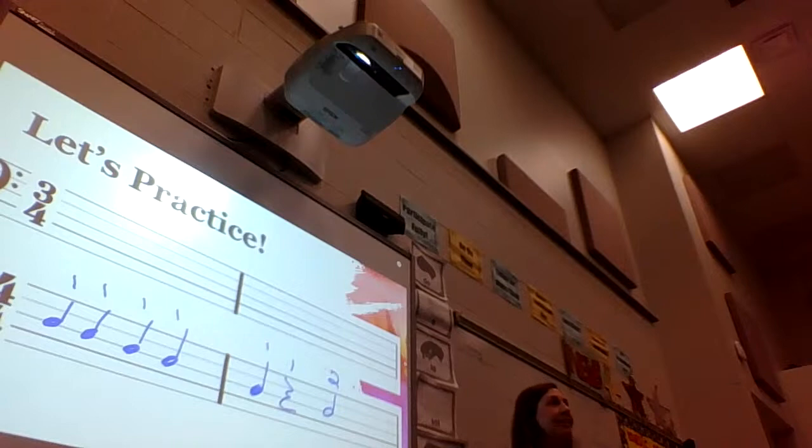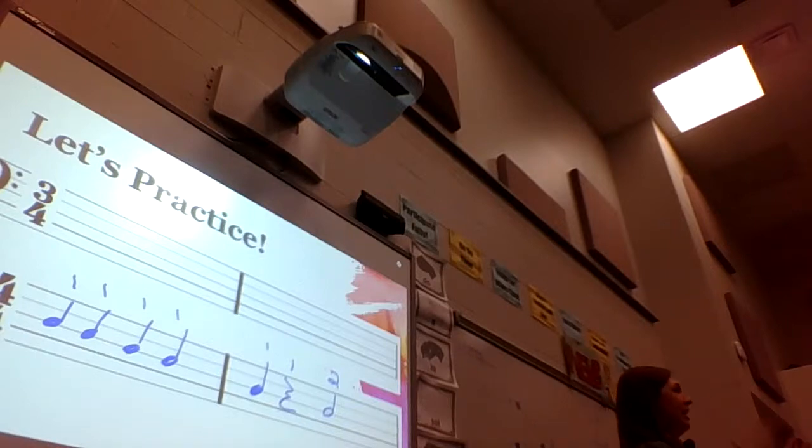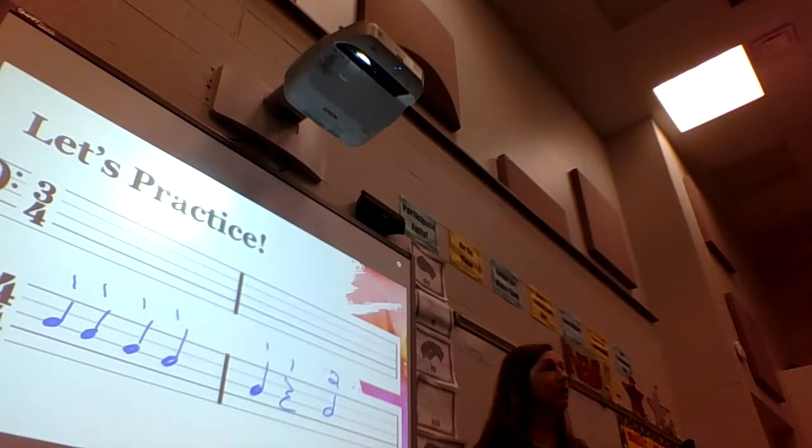So it should be 1, 3. Notice my hands keep clapping 4 times. 1, 3. The pulse doesn't stop. Those beats still happen. 1, 2, 3, 4 beats still happen. So when I talk about counting language, you're going to label that. Here's what that looks like.